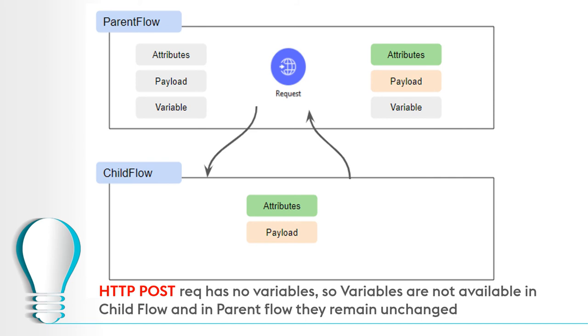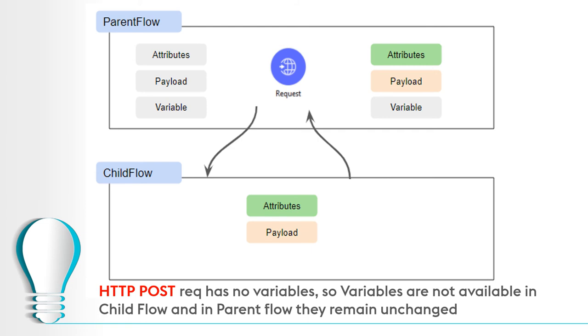When we have an HTTP request call from the parent flow to your child flow, you have a Mule event, but when you are sending the request, in HTTP, your variables are never ever passed to your child flow. In the exam, you might see that they are using a particular variable with the same variable name, having some modification in your child flow, and asking you what the variable value is. It will remain unchanged in your main flow.